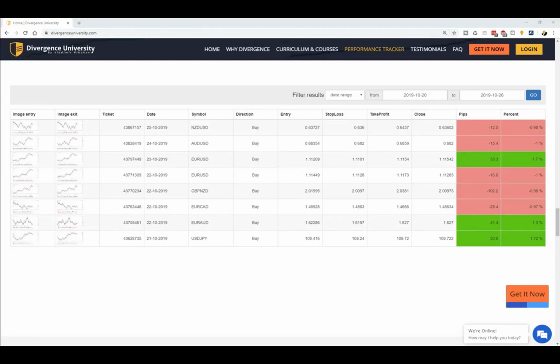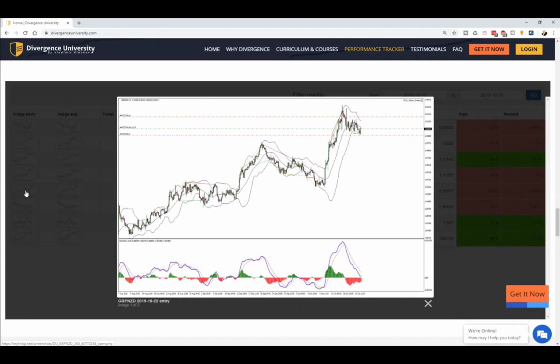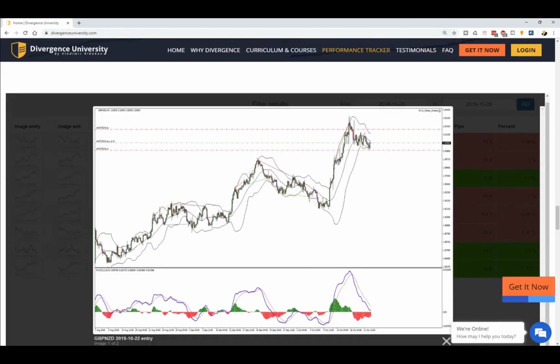Okay, the next one is pound Kiwi, and as you can see, this is where after EuroCAD, of course, we started the losing streak. This is where we got the entry. Let me zoom in a bit. And as you can see, the idea here was very simple. First of all, delta pattern on this last push. That means we have a lot of bullish pressure.